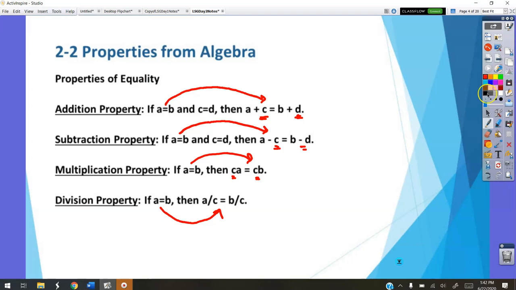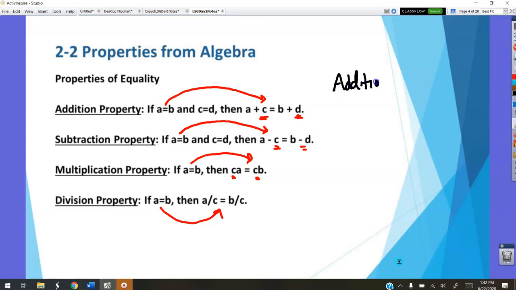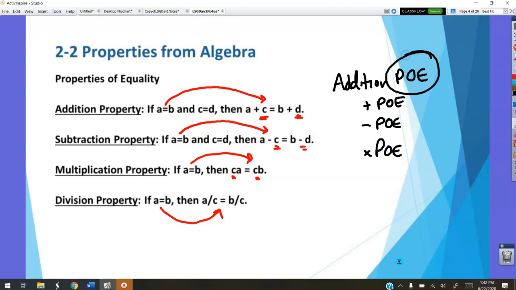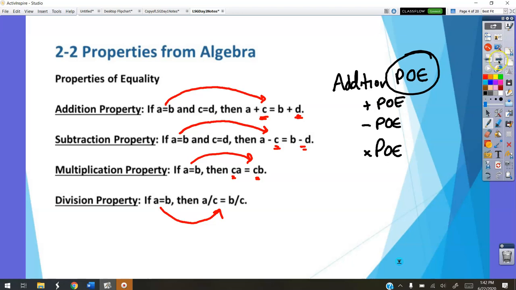So when you use them later, you're going to call them like the addition. I do shorthand, and you guys can too, POE for property of equality. Or you can even do this, addition, POE. I'm fine with that. Or subtraction, POE. Or multiplication, POE for property of equality. But you do need the property of equality. Okay.